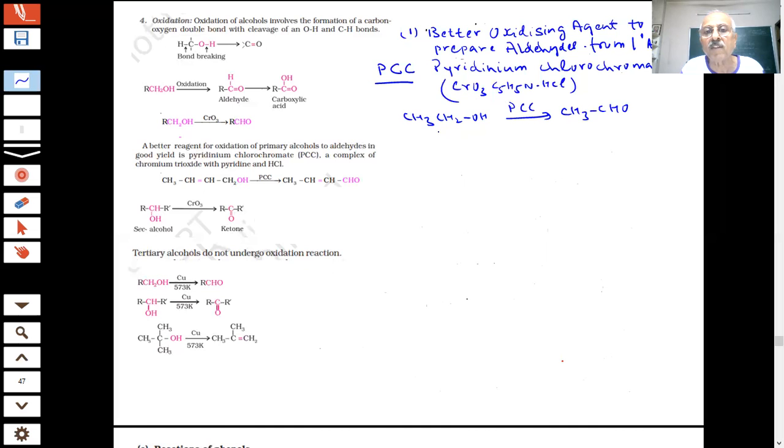So what is this? Ethanol to ethanal conversion. Ethanol, what are you getting? Ethanal.